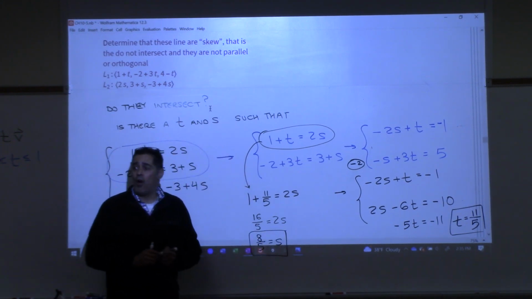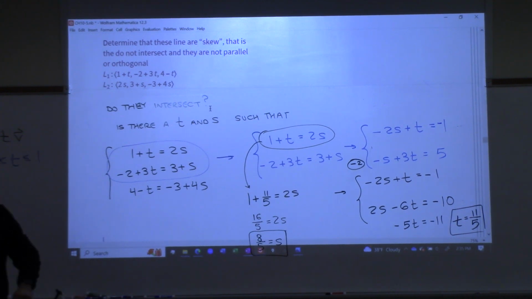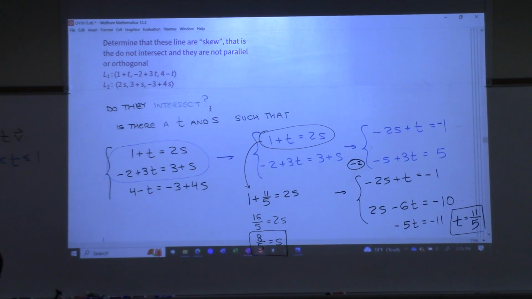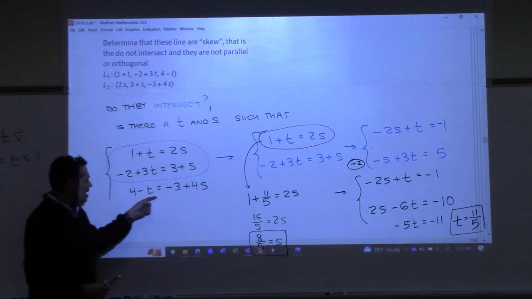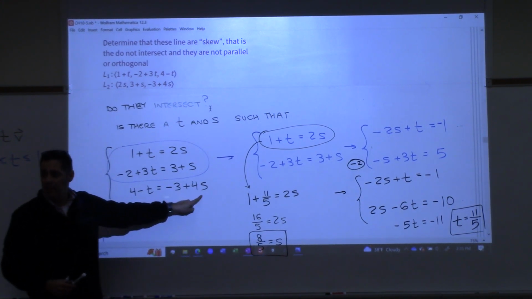So if there's any hope that these 2 lines are going to intersect, if there's any hope at all, then the t would have to be 11/5 and the s would have to be 8/5, right? But that only solves these 2. So now what I'm going to do is take those 2 answers, and plug them into this third equation and see if it's true.